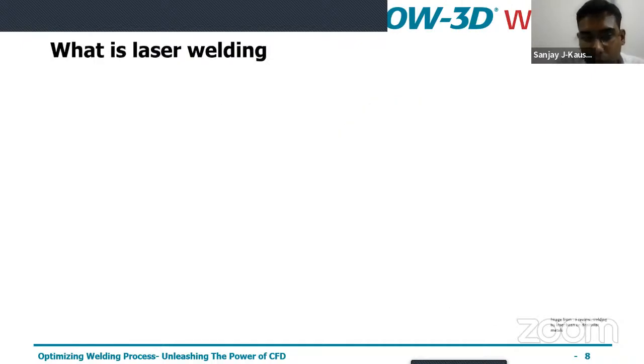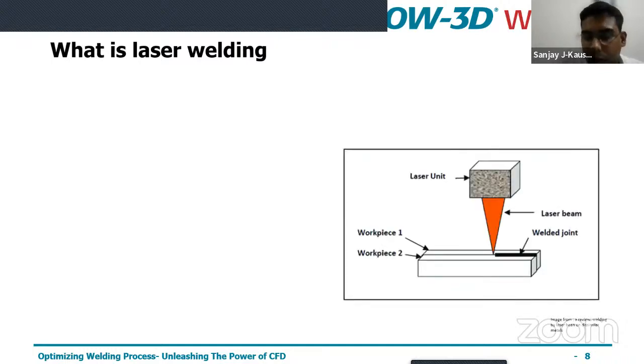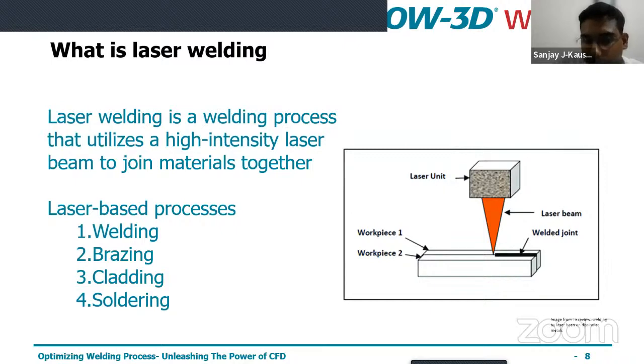So now coming to laser welding, what is laser welding? Unlike any conventional welding, laser welding is also a process of joining two workpieces or two metals. But here we use a high intensity laser, which acts as a heat source to melt the metal and join the two workpieces. Now there are various laser based processes.